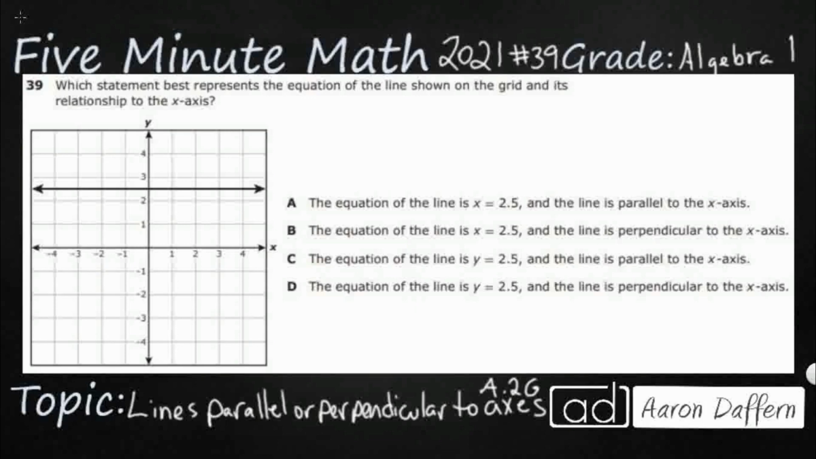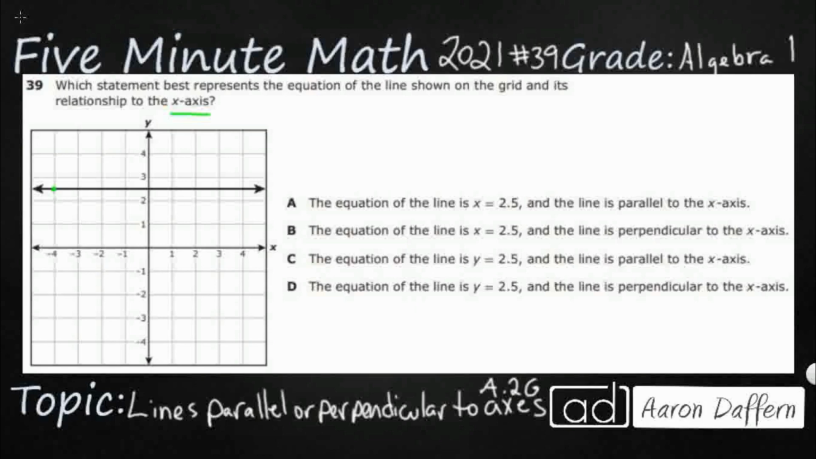So we need to take a look at this line here, and we need to describe its equation and whether it is parallel or perpendicular to the x-axis. So we're just looking at its relationship to the x-axis. All right, so let's take a look at this line here. They don't give us any points, but I can at least plot some of these points, right?